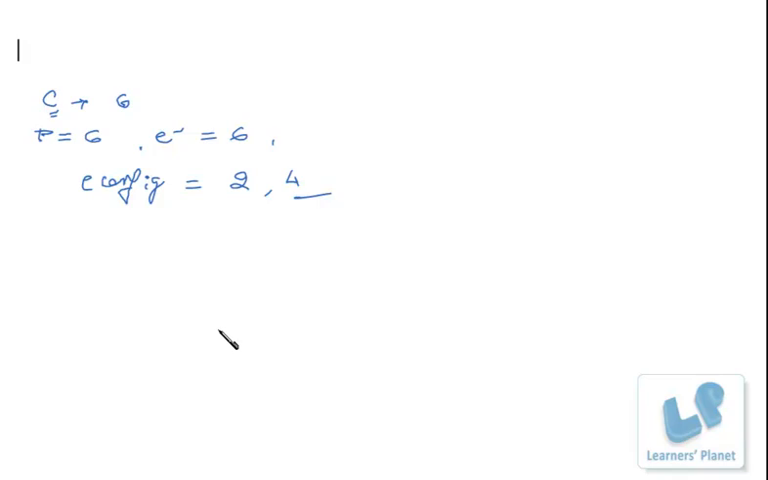Let's write the electronic configuration of carbon, the simplest atom. What is the atomic number of carbon? It is 6. That is, the number of protons in carbon is equal to 6. So the number of electrons in carbon will be equal to 6. So let's distribute this. The very first energy level will have 2. Now how many more electrons are left? 4. So the second energy level in carbon has 4 electrons.